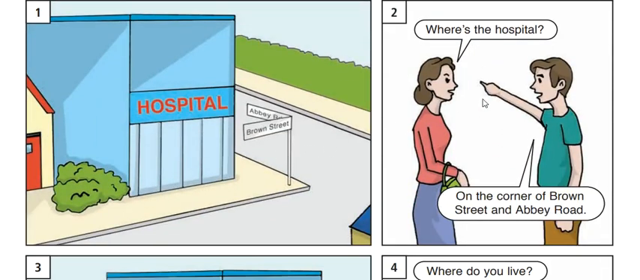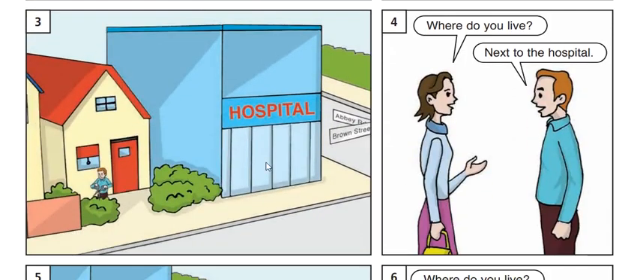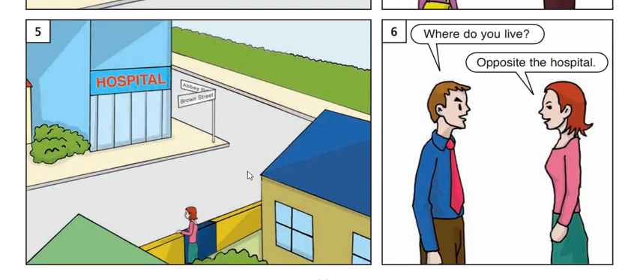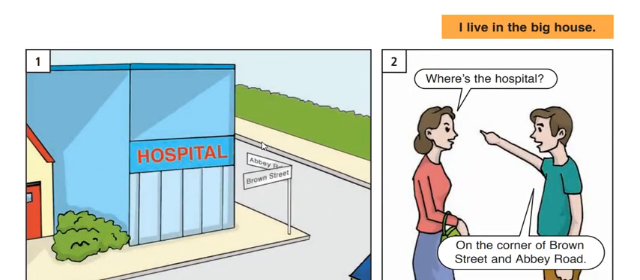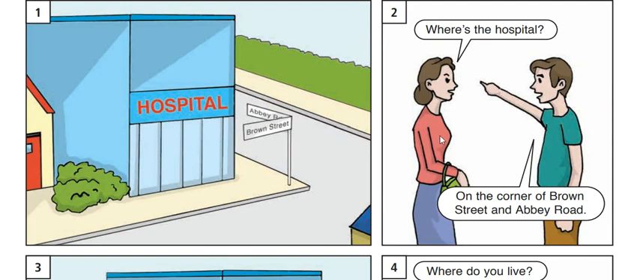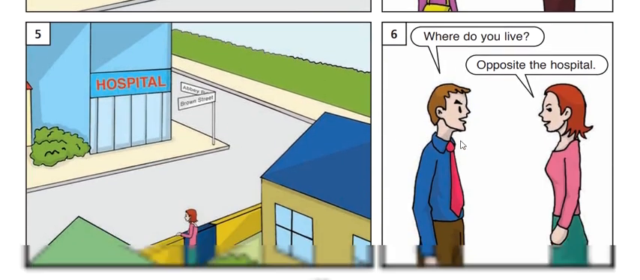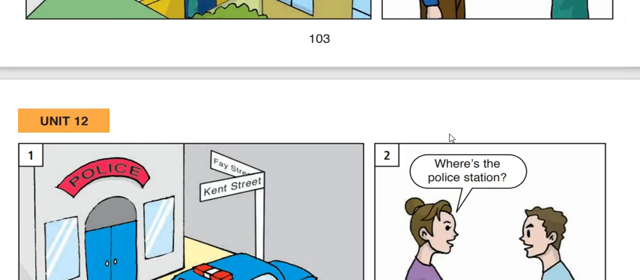Hospital. Where is the hospital? On the corner of Brown Street and Abbey Road. Picture 3. Where do you live? Next to the hospital. Picture 5. Where do you live? Opposite to the hospital. Let's repeat them. It's your turn. Let's move to the next page.